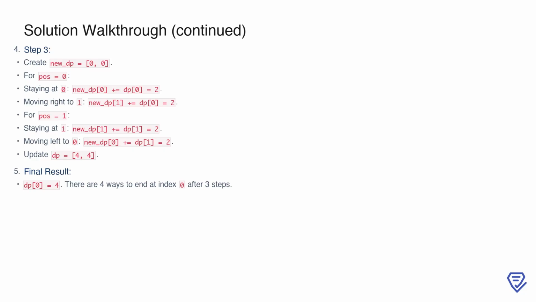Finally, since we are interested in the number of ways to end at index 0, we look at DP[0], which is 4. This means there are 4 ways to stay in the same place, index 0, after 3 steps.